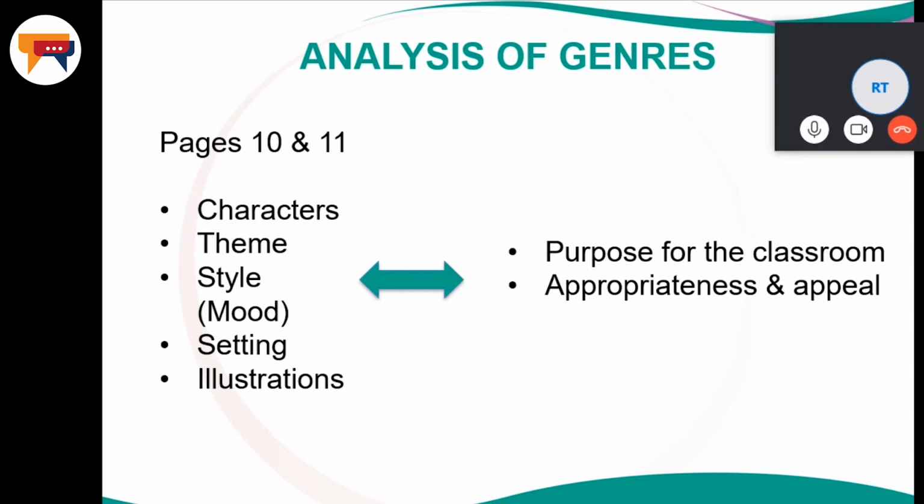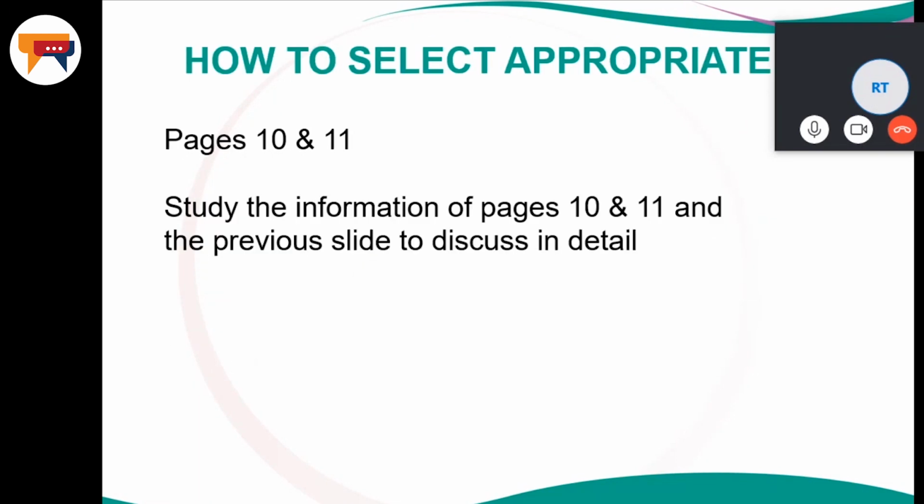Do you want to teach phonics? Then your book will be quite a different one than when you just want to read for fun. And then appropriateness and appeal simply refers to, is it on par with the age and developmental level of the child? Those are on page 10 and 11 of your study guide. You can just go and study that. How to select stories. This is the information that you have to give when you answer assignment 2, question 2.1 and 2.2. So I've already dealt with it in detail.